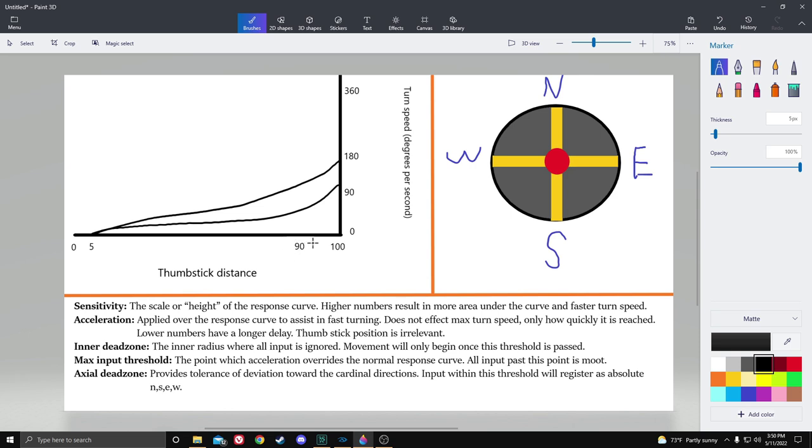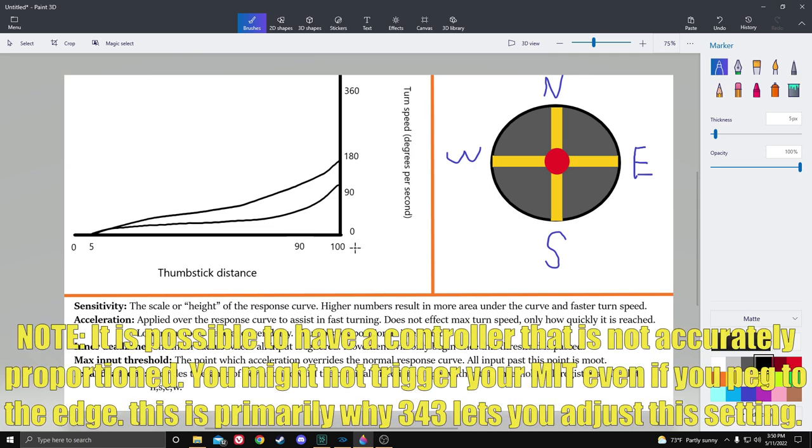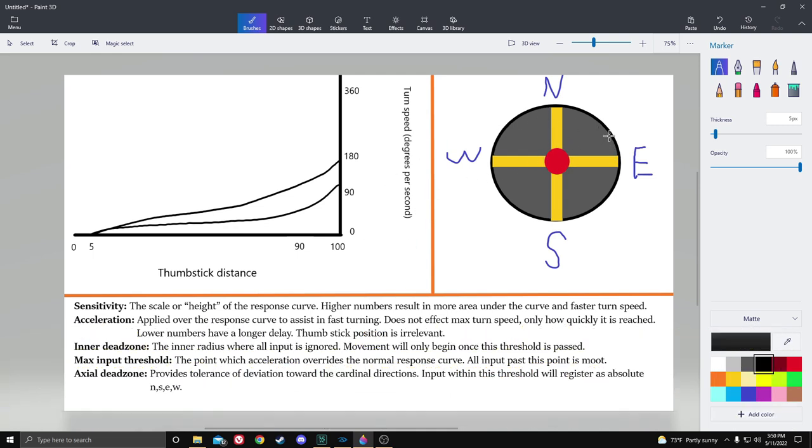90 for this example, which correlates to 10 in-game. Basically, it programs the game to treat every input past 90 as 100. Again, it's basically a way to shrink your thumbstick, the outer radius of your thumbstick, that way it registers as smaller than it actually is. And the reason that we utilize max input thresholds is pretty much solely for the purposes of acceleration.